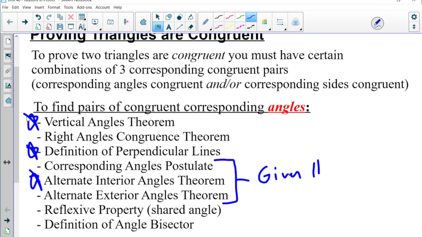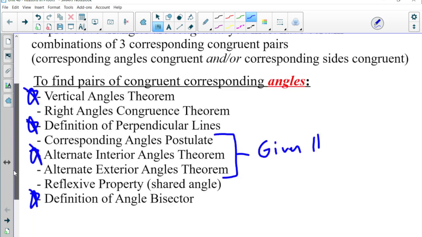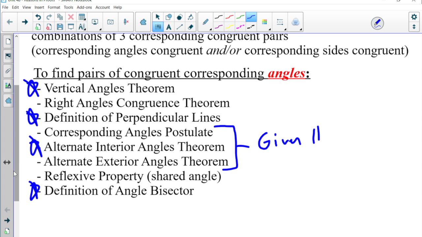Reflexive property, we usually see it for sides, not for angles, but there it is. And then we have angle bisector. Angle bisector, remember, splits an angle into two equal pieces. Equal pieces, well, that's great news for us. Means they're congruent. Okay, so that's my list for angles.